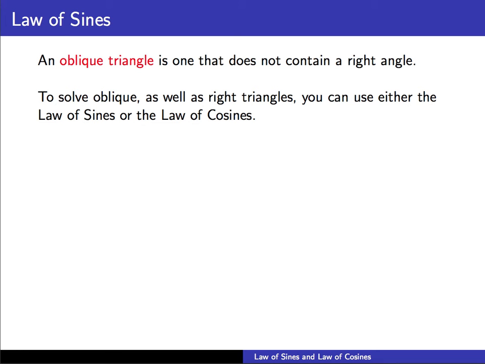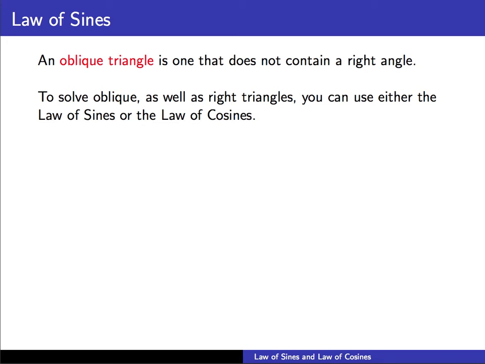So an oblique triangle is one that does not contain a right angle. In other words, either an acute triangle where all the angles are less than 90, or an obtuse triangle where you have one angle that's bigger than 90. To solve oblique triangles, as well as right triangles, you can use either the law of sines or the law of cosines.